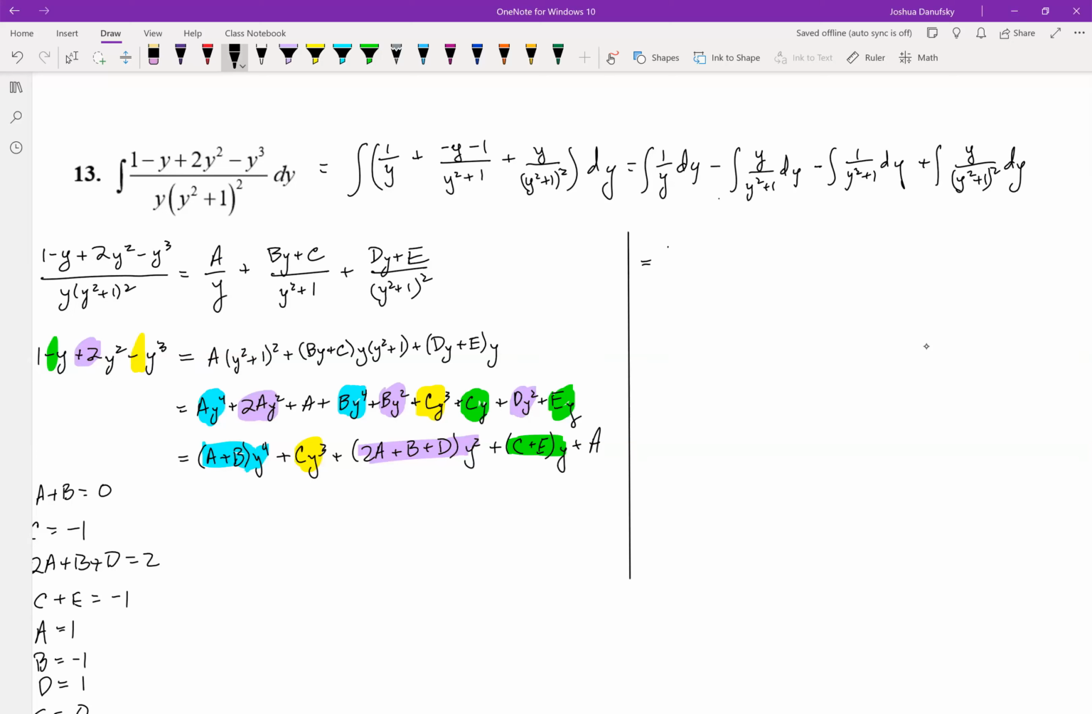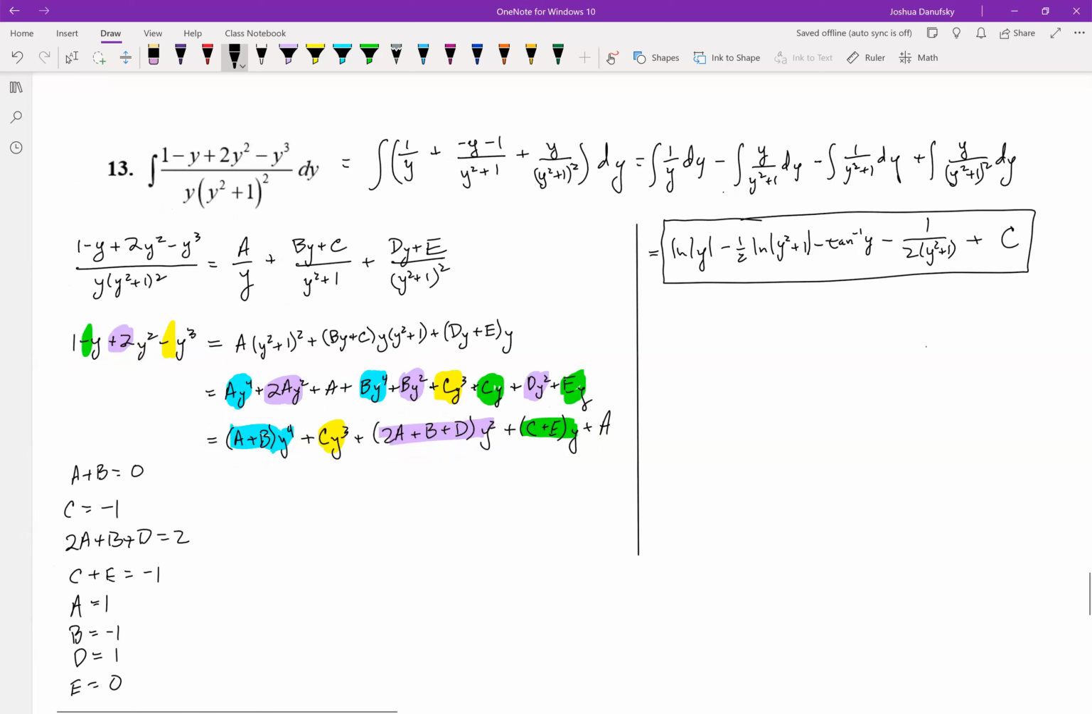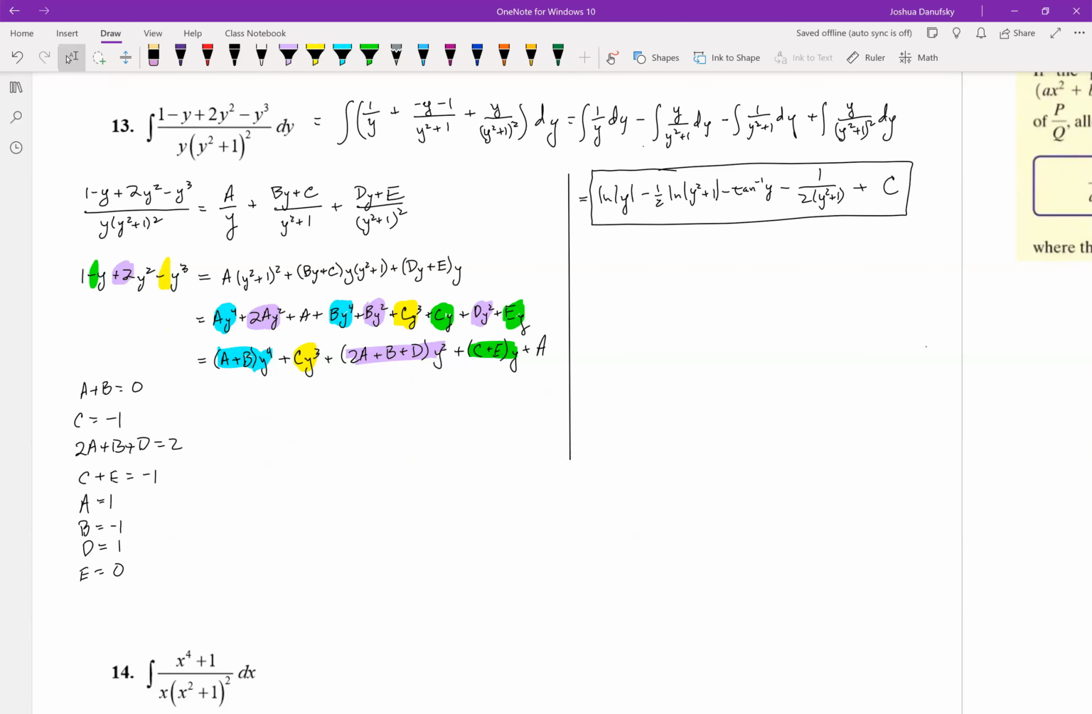Our first integral will be ln of absolute y minus, here we could do a u substitution. We would get something like this. You can pause the video and double check that. Next, we'll have a tan inverse of y. And lastly, again, we could do a u sub and we get something that looks like this. Go ahead and do number 14, following the same steps.